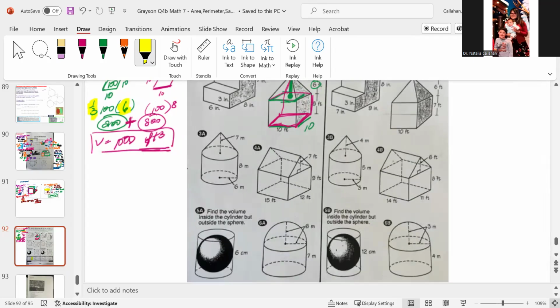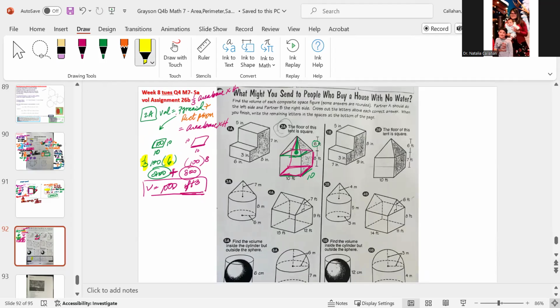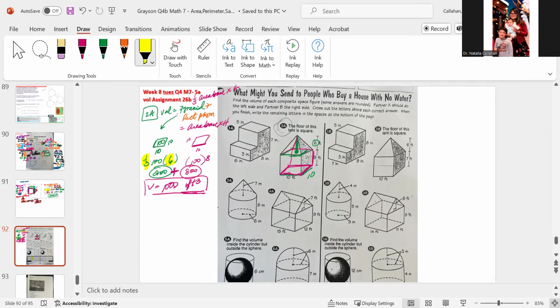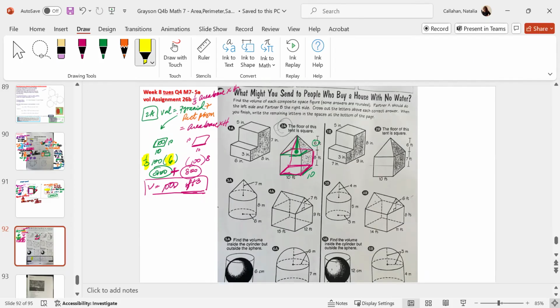All right, let's go on to the next one. I'm just gonna do one of each. So you see how 1A and 2A and 1B and 2B are practically exactly the same? You're gonna do that one on your own. I'm gonna go over 1B with you, okay? That way you have an idea of how to do that. 1B, what are the two different shapes? Rectangular prism. The big rectangular prism plus a small rectangular prism, correct?